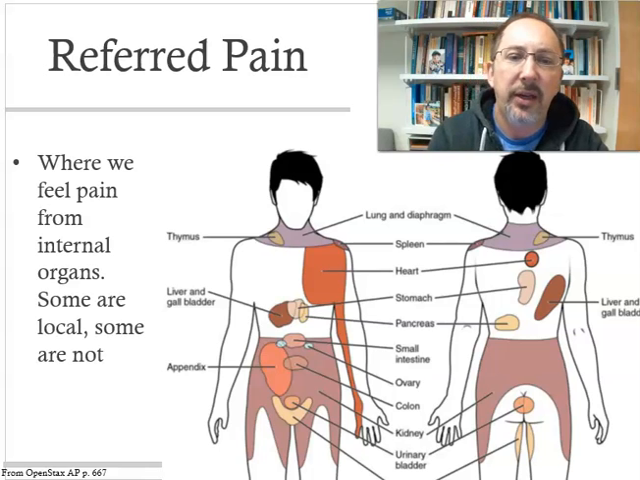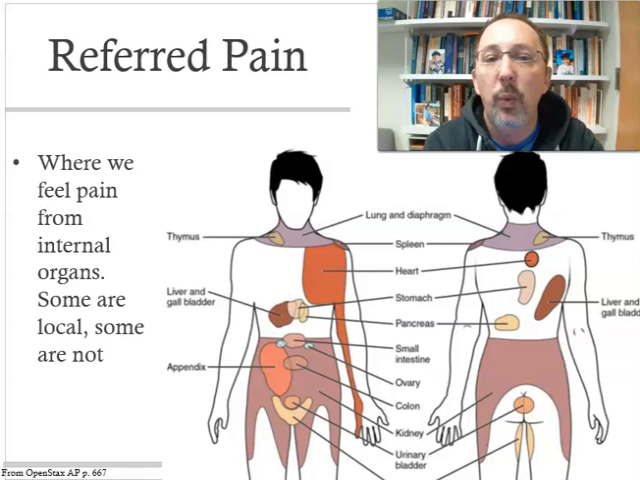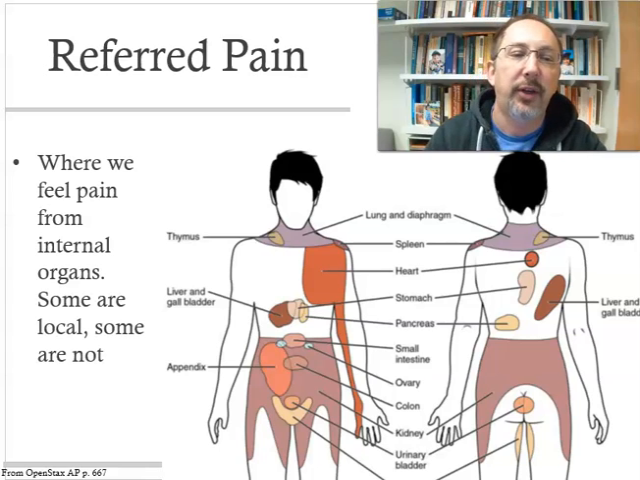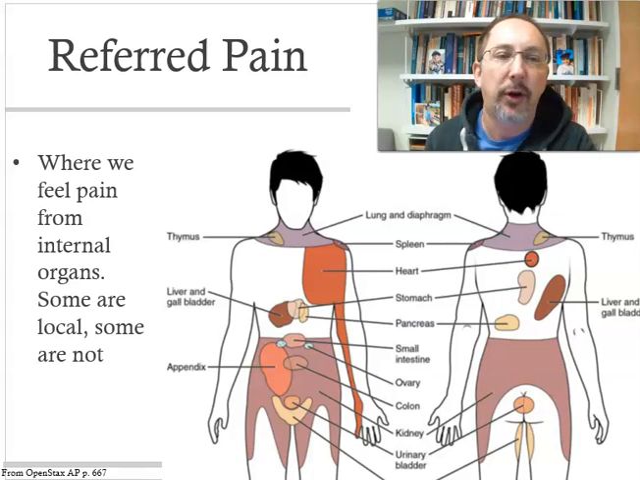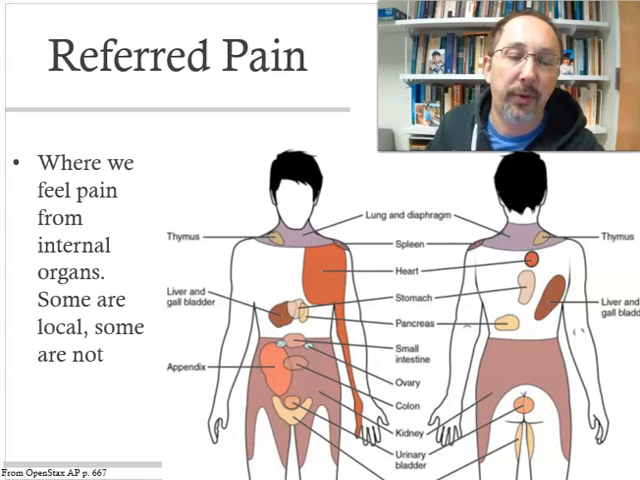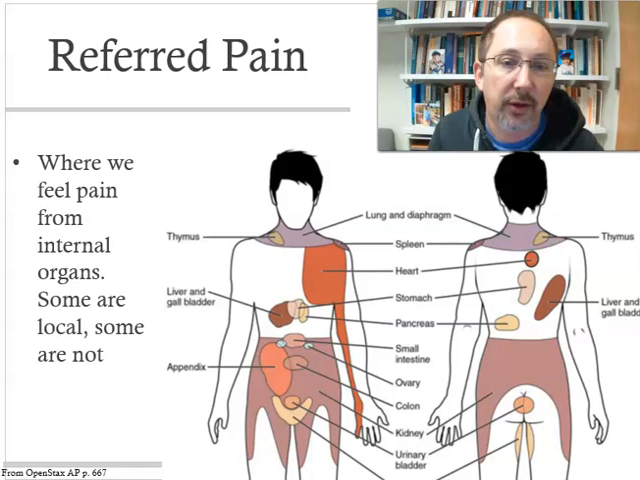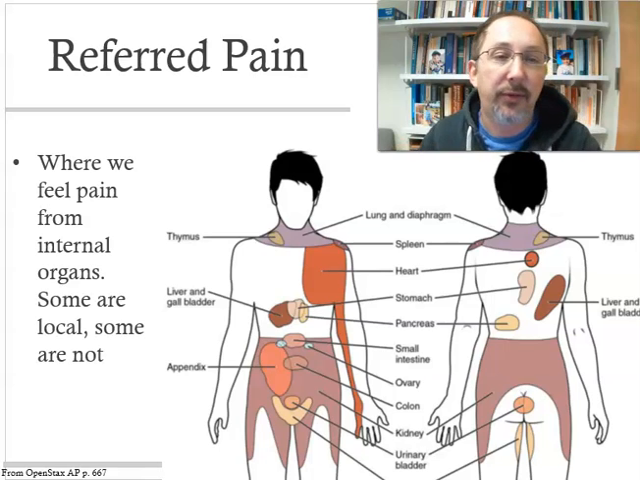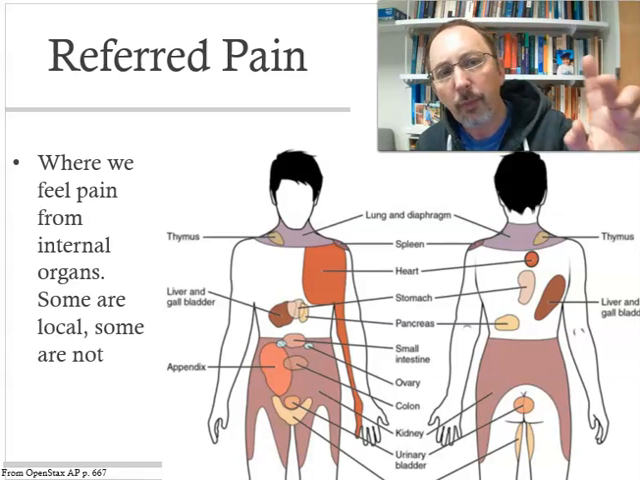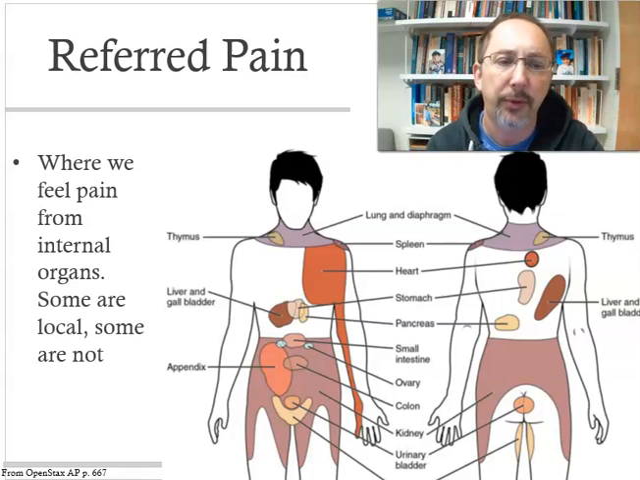Sometimes we feel pain related to where our internal organs are. Sometimes we don't. So you look at the classic left arm pain for a heart attack, right? You see that is where the heart is felt, from the left area around to the side of the heart, because the heart's more central, all the way down the left arm to the left pinky.